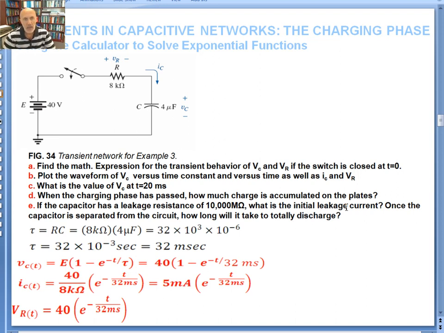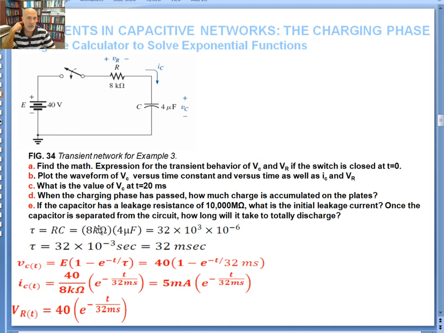In this figure 34, you have an 8 kilo-ohm resistor hooked up to 4 microfarads. You close the switch at time t equal to 0, and if the initial voltage across the cap is not given, that means the cap is initially discharged. It says find the mathematical expression for the transient behavior for the voltage V sub C and the voltage V sub R when the switch is closed. Then we plot the voltage waveform for V sub C versus the time constant and versus time as well, for I sub C and the voltage across the resistor. We want to calculate the value of V sub C at 20 milliseconds.